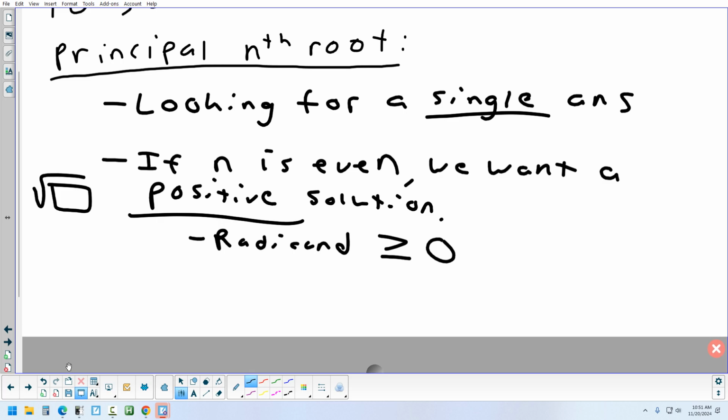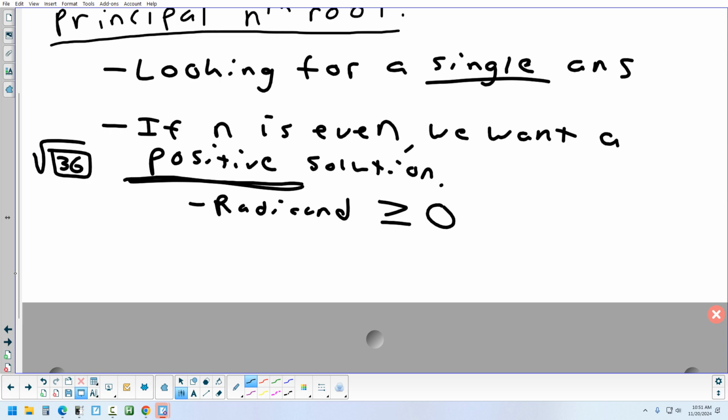All right. So if I said to find the principal square root of 36, there are 2 answers, but what would be the answer that I want? I would want 6, yes, because that's an even root, and I want the positive solution, and it is a problem you can solve because the radicand is 36, and that's definitely greater than 0.